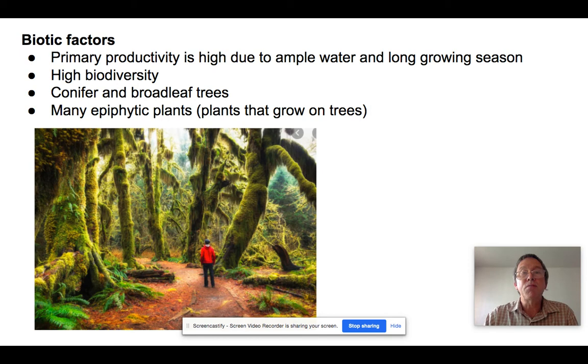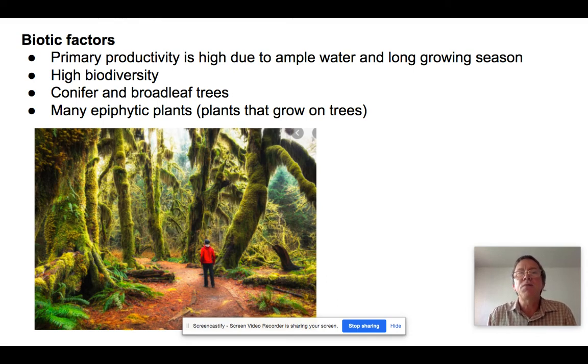So one of the reasons that primary productivity is so high here, apart from the fact that you have a long growing season, is that you have a lot of water. It takes water for plants to grow, and since there's a lot of water, there's a lot of plant growth. So they are quite productive, and as a result, there's quite a bit of biodiversity there.